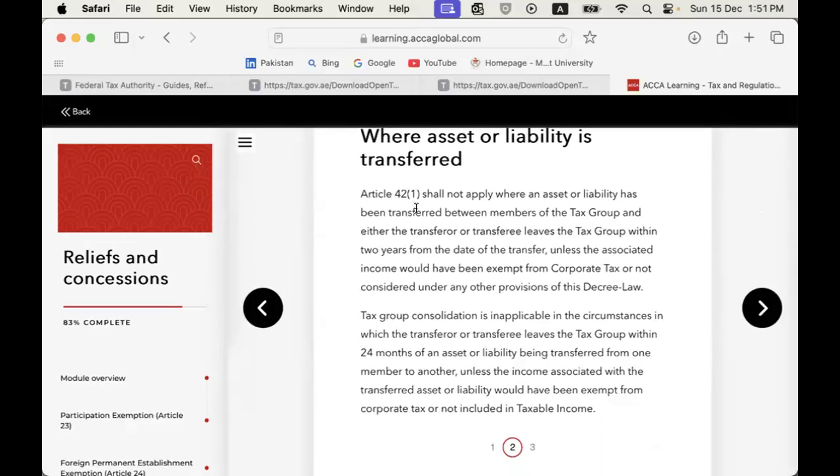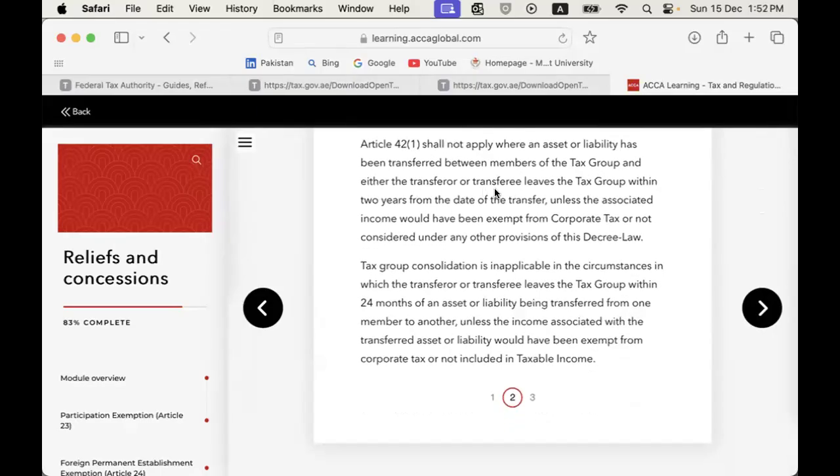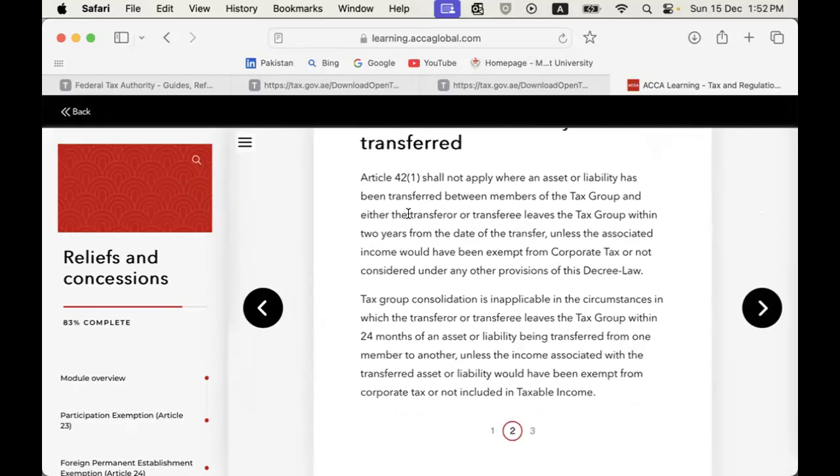Where assets or liability is transferred, Article 42 shall not apply where an asset or liability has been transferred between members of the tax group and either the transferor or transferee leaves the tax group within 2 years. Again, same thing. Basically, wherever this 2-year duration comes in, it is a clawback period. So, one asset was transferred from one company of a tax group to another company, and naturally, though no gain or loss was booked, if it leaves the tax group before 2 years, then clawback will become active.